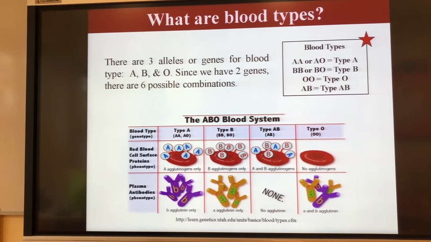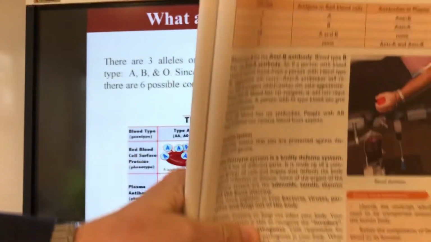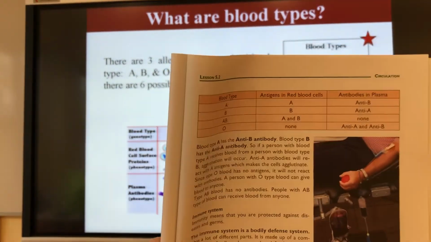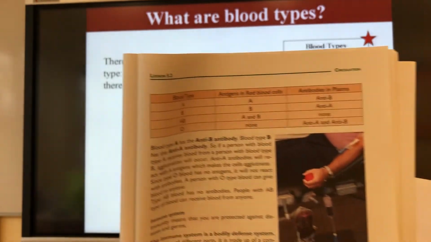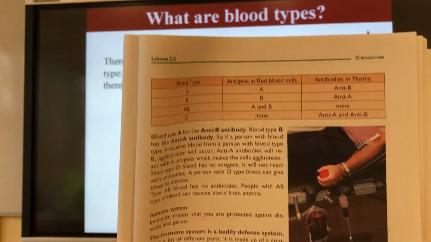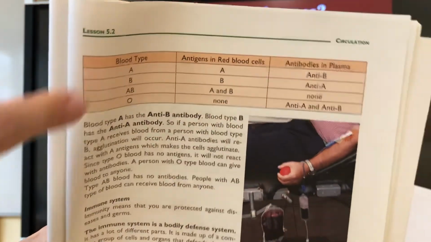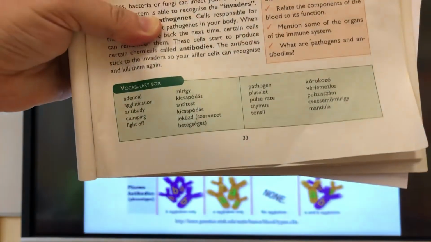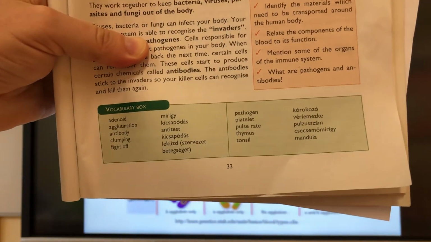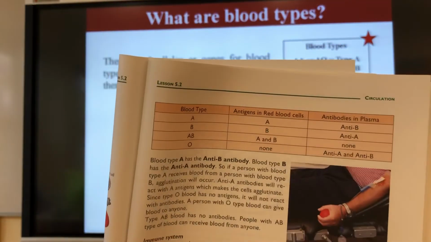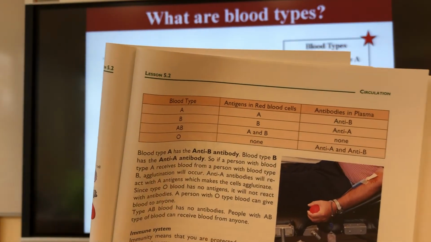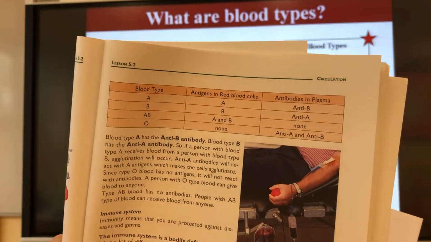I hope you had some blood tests previously in your lives and you know what kind of blood type you have. You can see information on blood types here in the book. There's a really useful chart. I would like you to use this chart in your exercise book. So open your class book, textbook at page 33 and draw this chart and write the information in it.